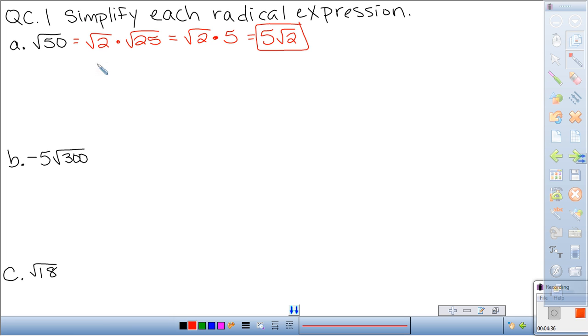If we were to have used my method, we would have had the square root of 50 equals, and then break it down to its primes. 2 times 5 is 10, times 5 is 50. And then like we did before, find all your pairs. We have a pair of 5s. 5 times 5 is 25. The square root of 25, so pull it out. The square root of 25 is 5, and 2 is left inside. And you notice, again, same answer.